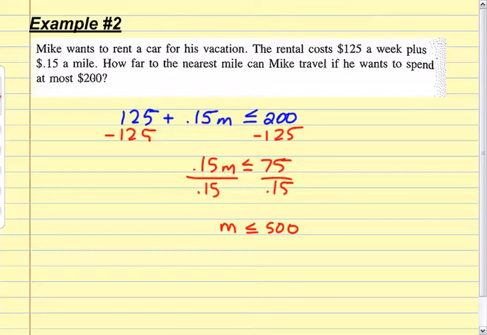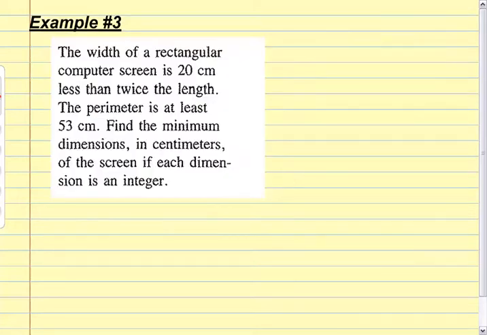That means he can drive 500 but not 501. Because if he drives over 500 miles, it's going to cost him more than $200. And he wants to spend at most $200. So that's my answer. Okay? Nice. Good. All right, let's look at the next one. Some pretty easy stuff. All right, example 3. The width of a rectangular computer screen is 20 centimeters less than twice the length. The perimeter is at least 53 centimeters.